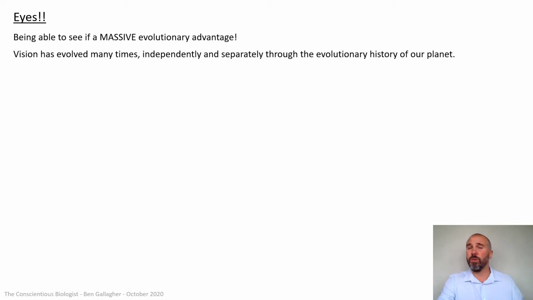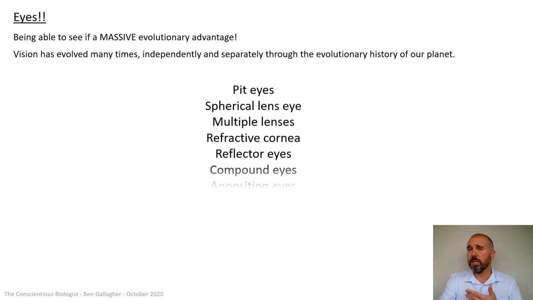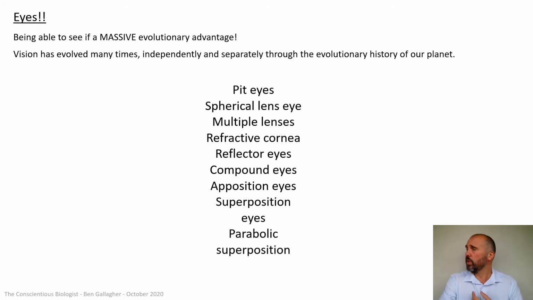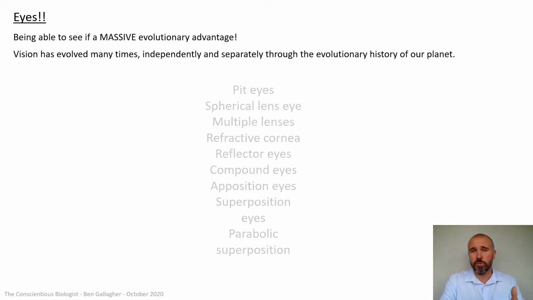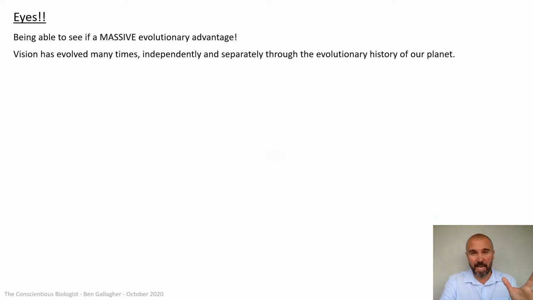But that means you've evolved loads and loads of different types of eye. Now, this is a list of just all the different eye types that you've got. You've got pit eyes, spherical lens eyes, multiple lenses, refractive corneas, and on and on. You don't need to know any of these. I'm just putting them there because I don't want you to think, when you think eyes, you just think about human eyes. There's loads and loads of different types. I'm going to get rid of this list though, because you don't need to memorize it. I just wanted you to know there were so many types. There's 10 actually, 10 different identified eye types that evolved separately on the planet.